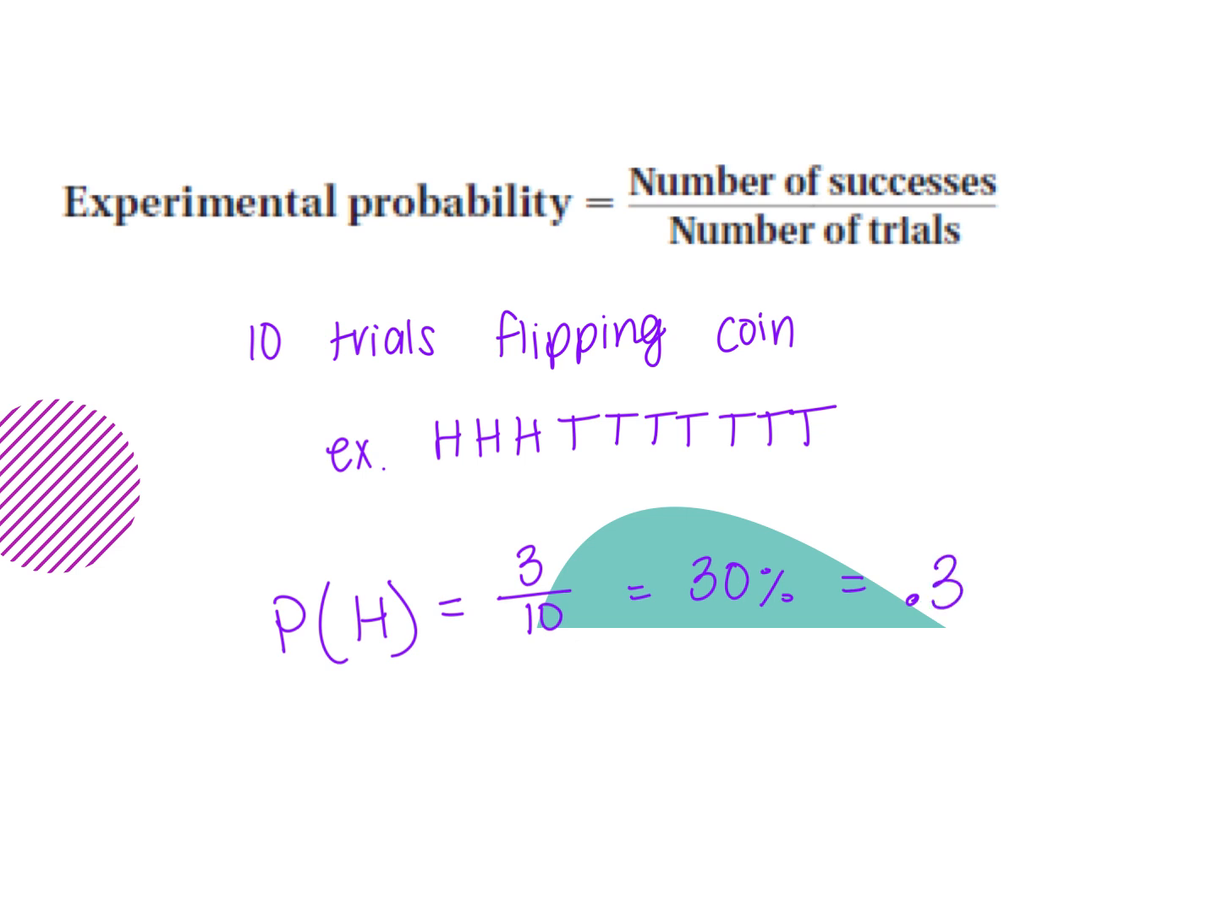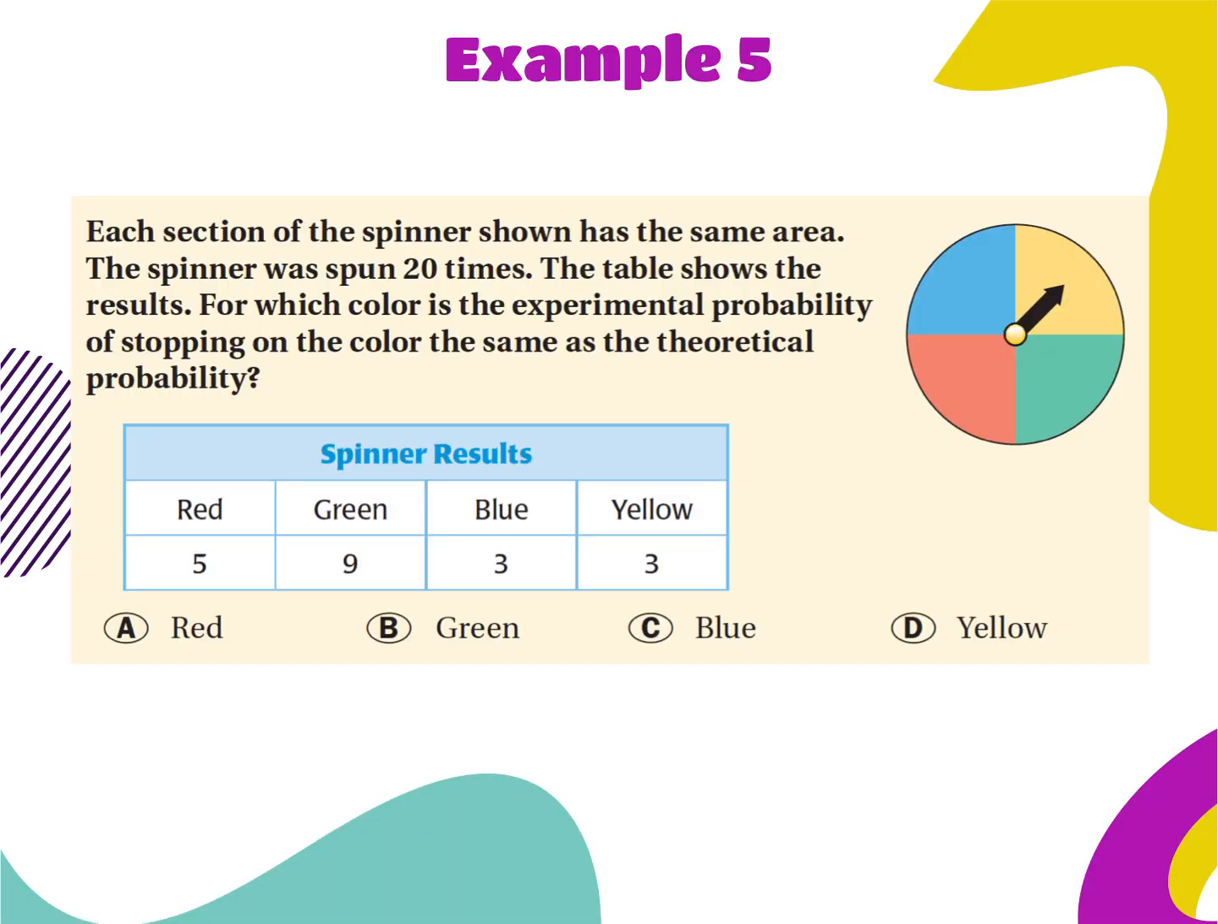Okay, so again, experimental probability is using the number of trials. Now we're going to go ahead and compare it to theoretical probability. We went over theoretical probability, so let's go ahead and use it for this question. It says, each section of the spinner shown has the same area. So your blue one has the same area as your green one, and your yellow one, and your red one. The table shows the results for which experiment? Well, key thing here is they told us how many times they spun it. Or you would have to add up all the numbers, okay? If they didn't tell you they spun it 20 times, you'd have to add them.